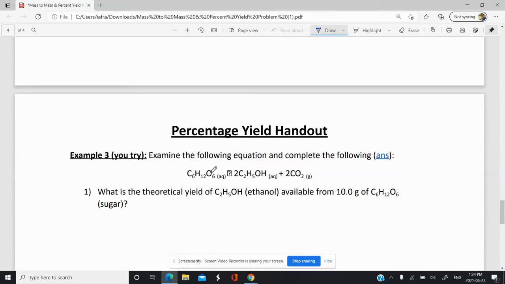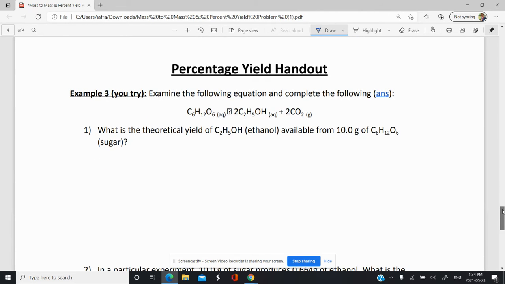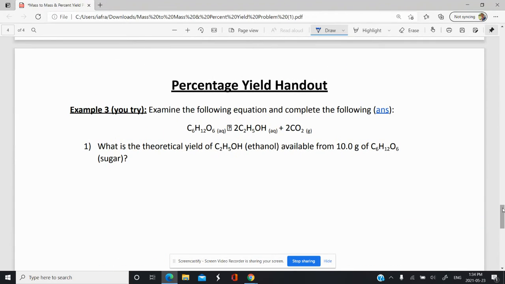In this video, we're going to do the final example from the percentage yield handout, example number 3. Let's take it away. Examine the following equation and complete the following questions. So we have some glucose going through a reaction where two compounds are produced, so essentially a decomposition reaction. We have to make sure it's balanced, and from here it looks like it is.